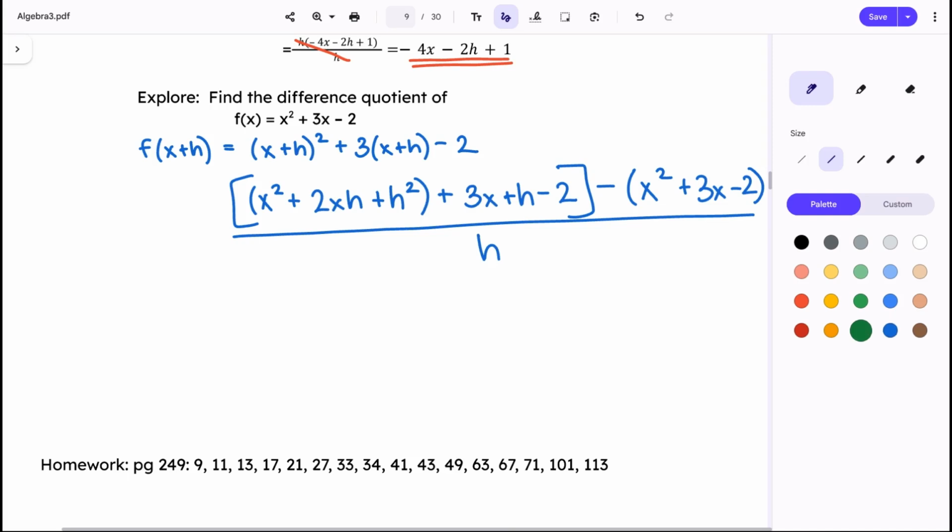Okay, now it looks like a mess right now, but at this next step, this is where we're going to start to be able to cross things off. So I'm just going to drop everything down from that first piece. It just says x squared plus 2xh plus h squared plus 3x plus 3h minus 2. On that second set, because we're subtracting it, we've got to distribute the negative. So it's going to switch those signs, and that's how we're going to start to get things to cancel.